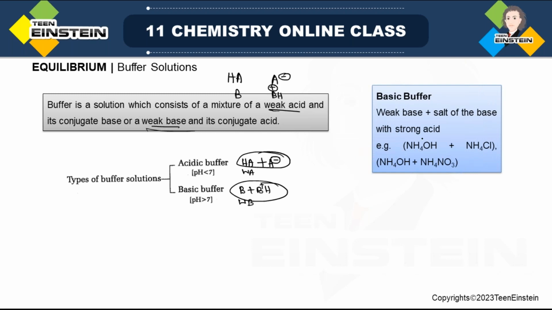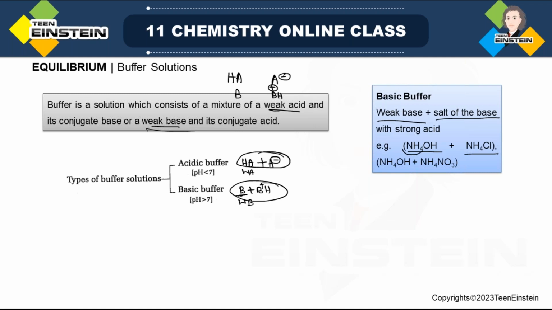So a basic buffer is a weak base and its conjugate acid, that means a salt of this base. See, we have here an example, NH4OH, which is our B, and NH4Cl. So here we have this ion present. So the ion should be present.